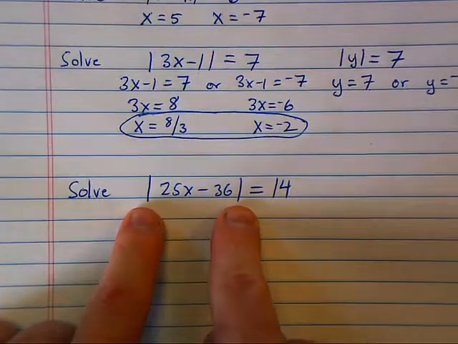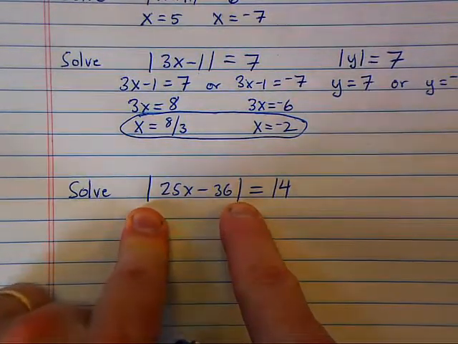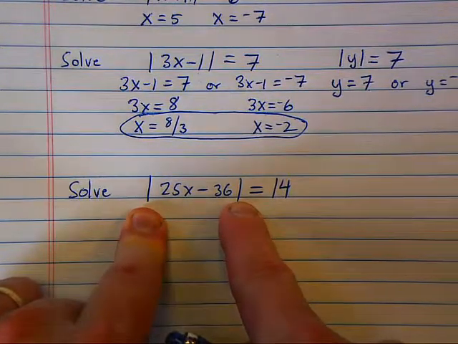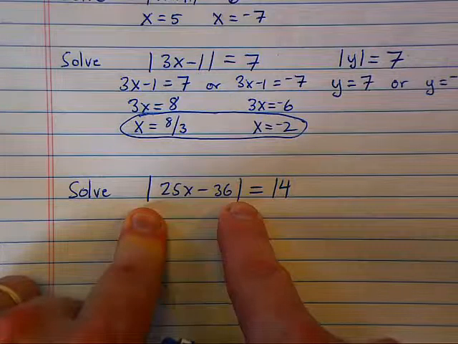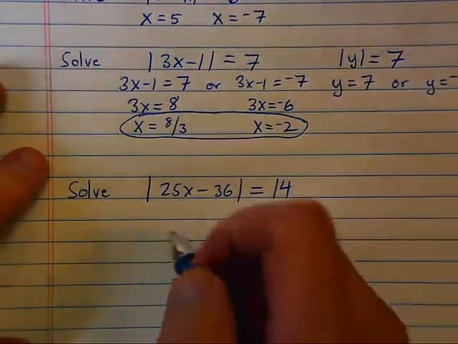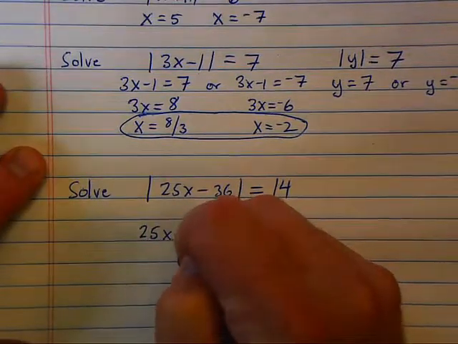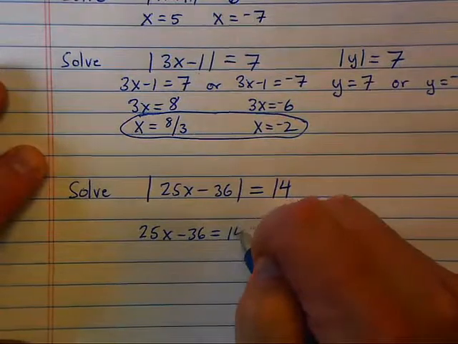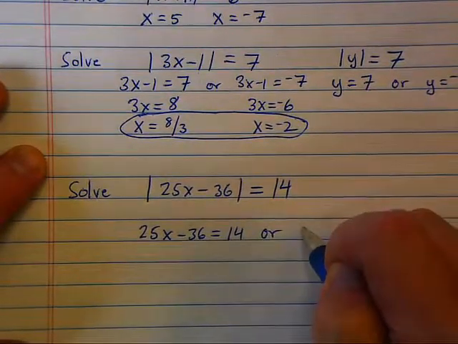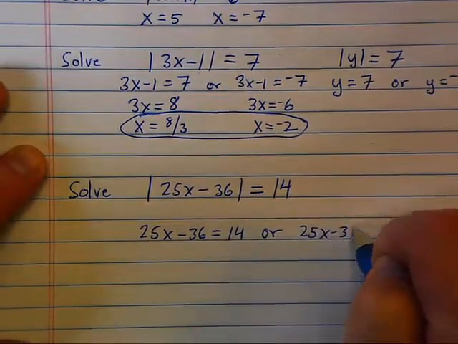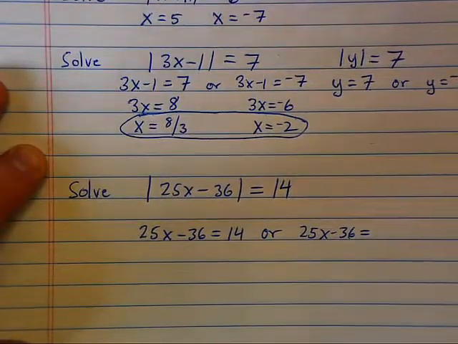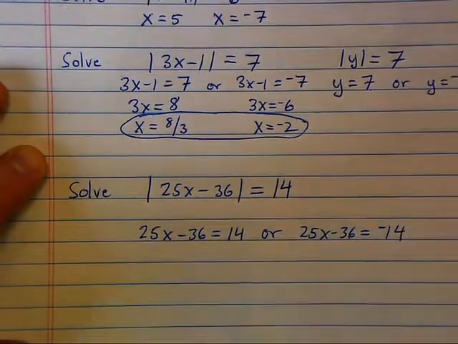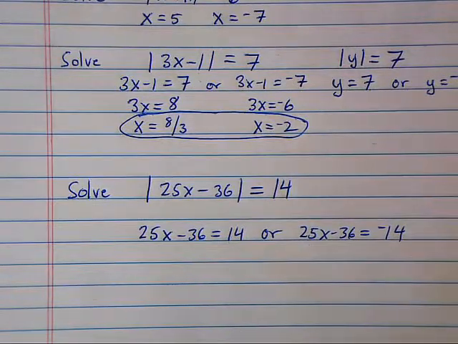All right, we need to get rid of these absolute value things. How do I get rid of these absolute value things? I make two equations. So I'm going to have 25x minus 36 could equal 14. Or, whatever's inside the brackets, 25x minus 36 could equal negative 14. So it's always going to end up like that. You're always going to have equals the positive number or equals the negative number. And then you just have to solve each one.